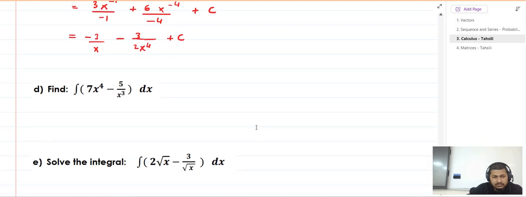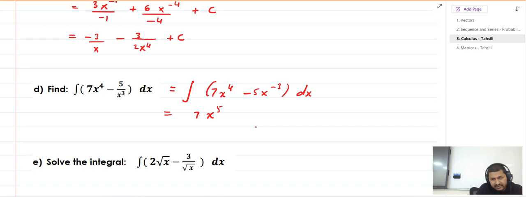Next one, I can't really integrate it like this in this form, so I will rechange this into power rule form. The integral of 7x to the power 4 minus 5x to the power negative 3 dx. So I have 7x to the power 5 over 5 minus 5x to the power negative 2 over negative 2 plus c, because I added 1 to the power.